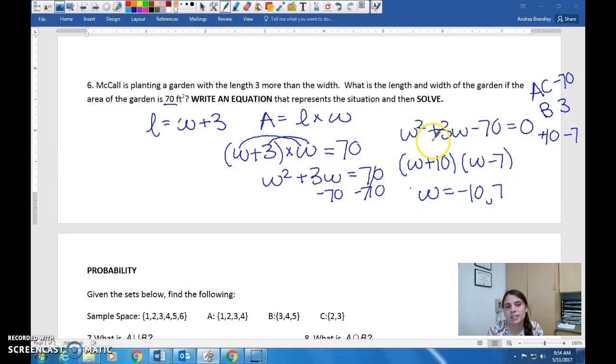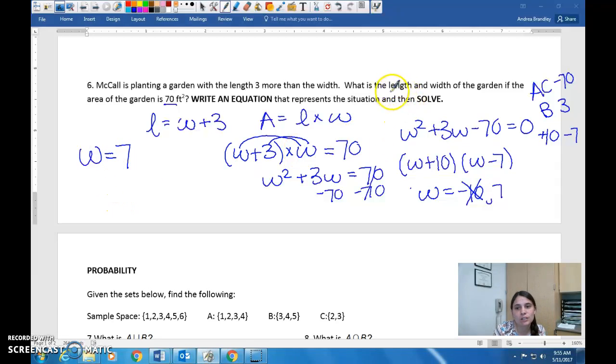So if I think about this, McCall's planting this garden, and it can't have a width of negative 10 and 7, it can only have one width. But if we think through this logically, a width of negative 10 feet doesn't really make any sense. So the width has to be 7 feet. So my width is 7.